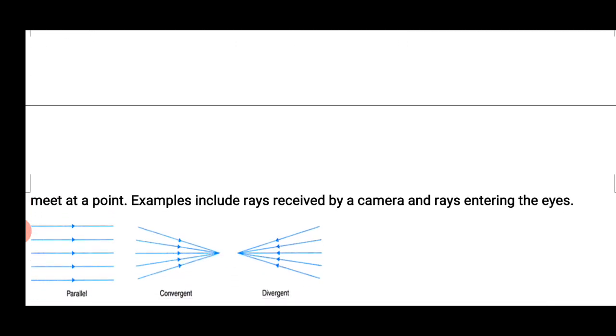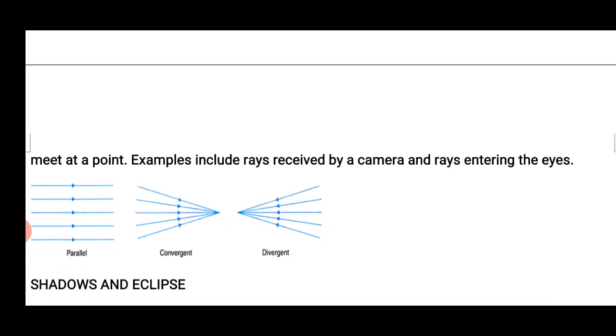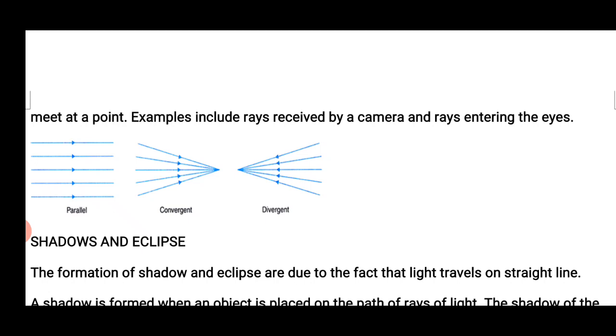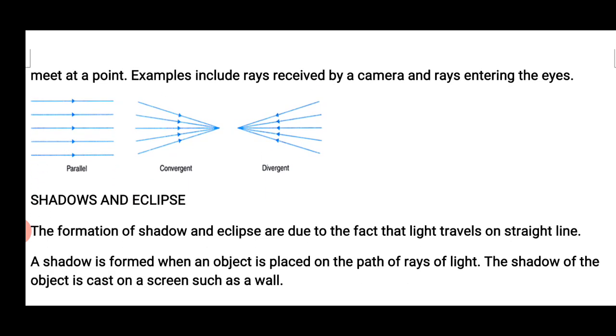Examples include rays received by a camera. A camera receives rays of light from the daylight and all the rays are focused at a particular point. So they come together, they converge. Also, rays of light received by the eyes. When rays of light enter the eyes, the lens of the eye together with the other parts of the eye, like the cornea, the aqueous humor and vitreous humor, make the rays of light bend, that is, refract, and focus at a particular point on the retina. So when all the rays come together, we refer to such a beam as a convergent beam.